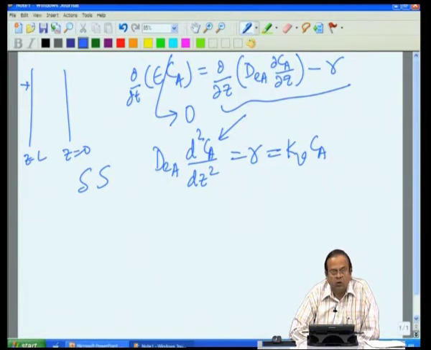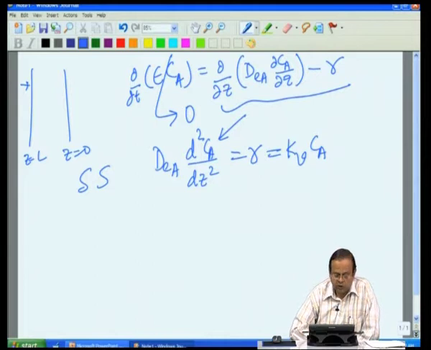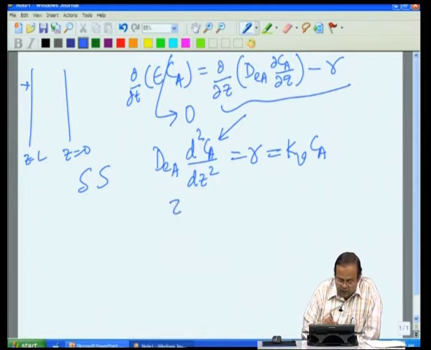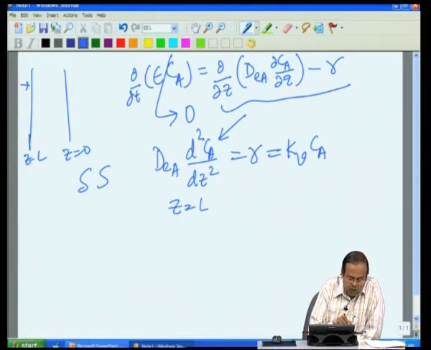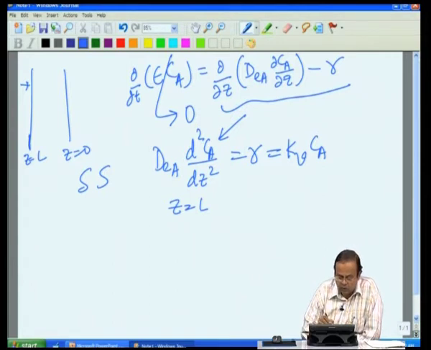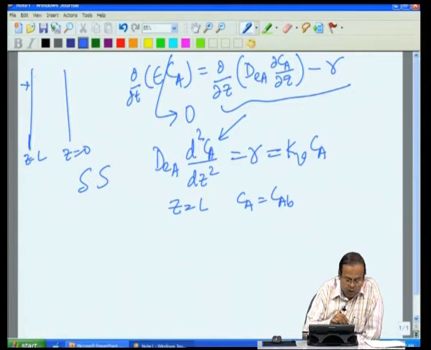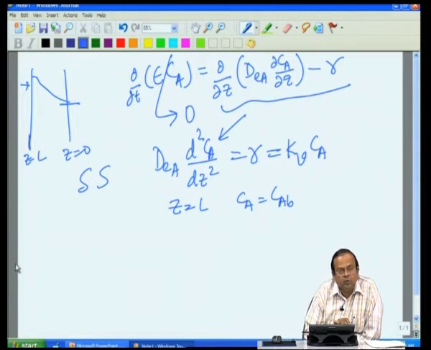This is a second order equation. So, mathematically speaking, we need two boundary conditions, and these two boundary conditions are provided by at z equal to L, at this interface my concentration is the bulk concentration. And if you recall, we have a symmetry. So, the gradient at this particular point is 0.